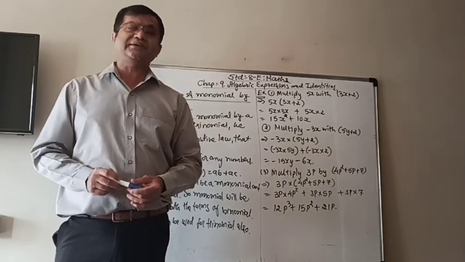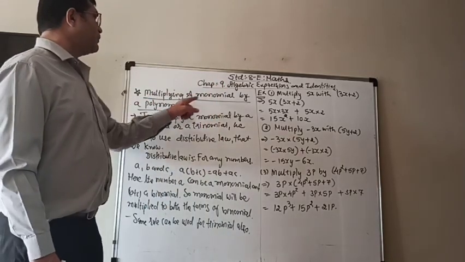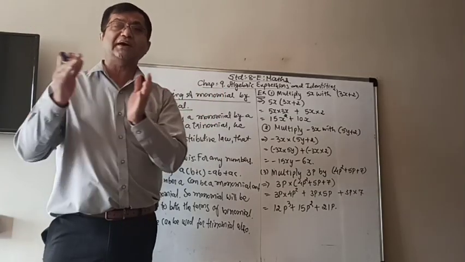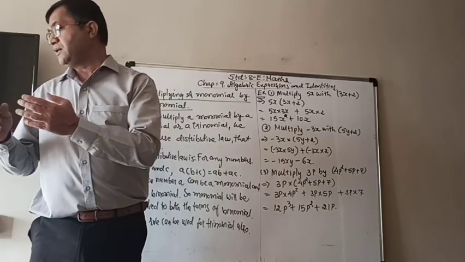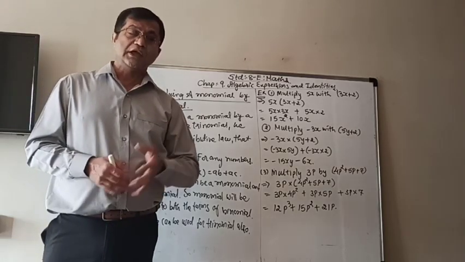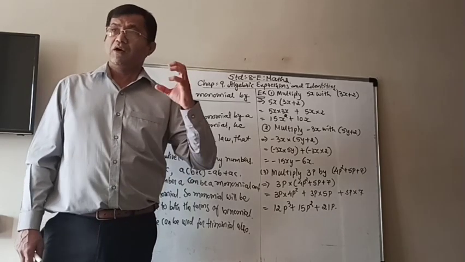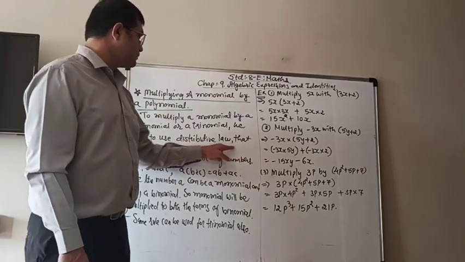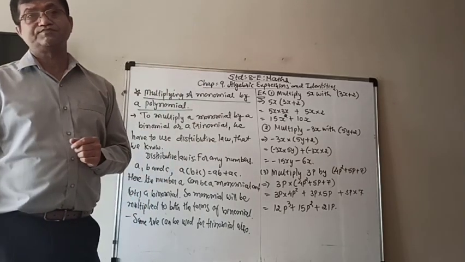Now moving one step ahead, we will learn to multiply a monomial by a polynomial. One will be the monomial and the other can be a binomial, or a trinomial, or it can have more terms also. Then how can we multiply them? For that we have to use the distributive law that we learned in previous standards also.